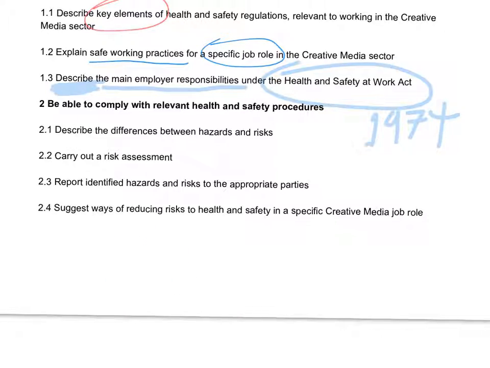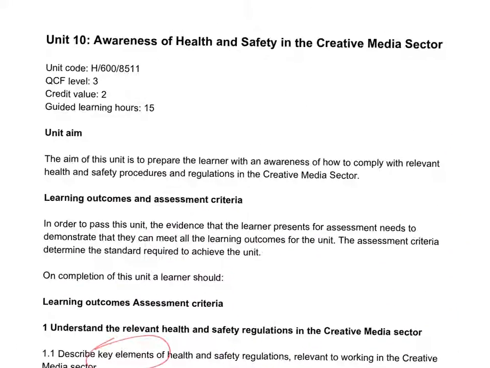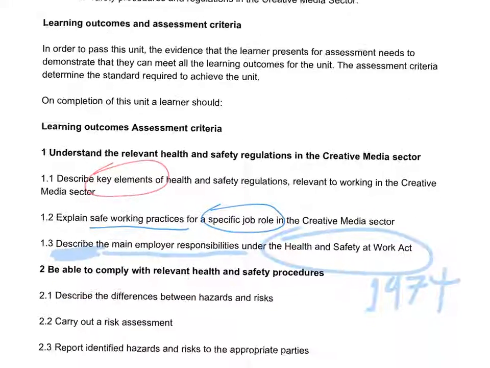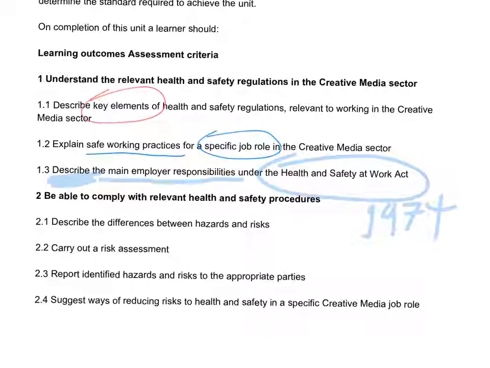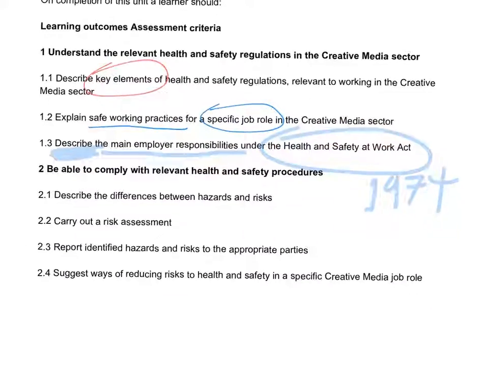Feel free to do this as a podcast, as a screencast, as photographs, as a video. I don't mind, as long as you demonstrate these two outcomes here. That's all that matters, okay?